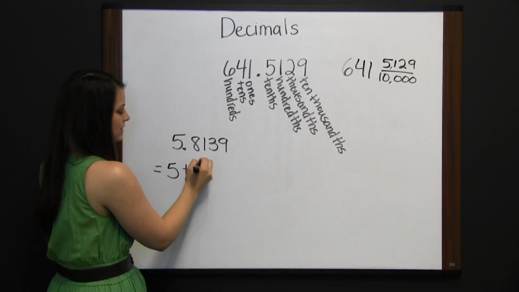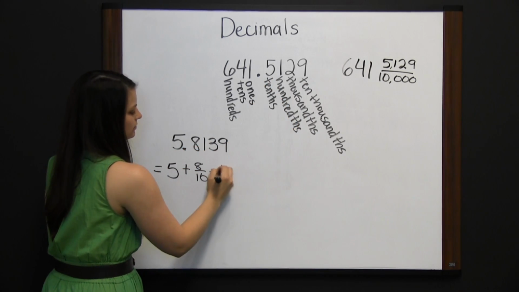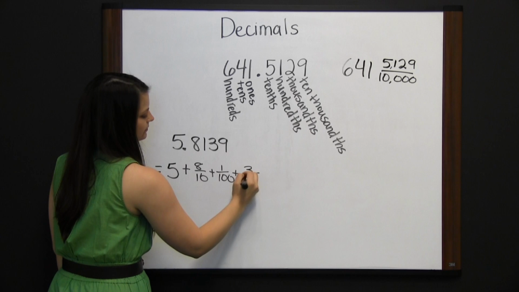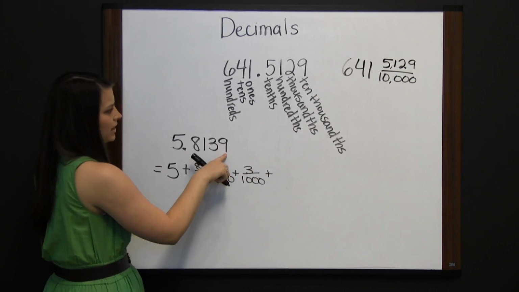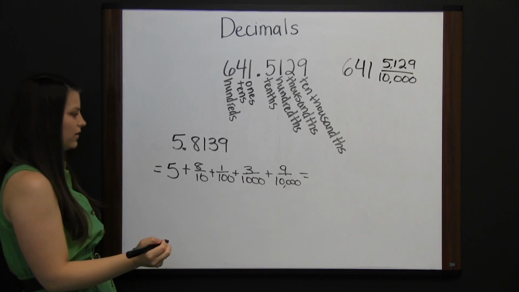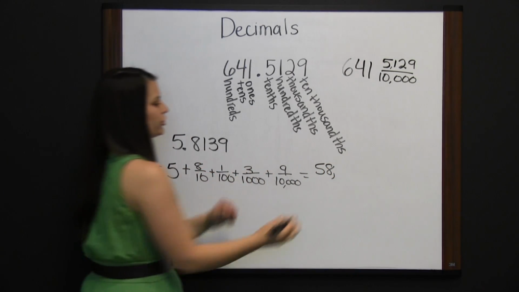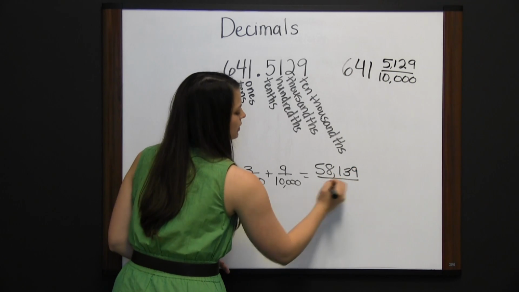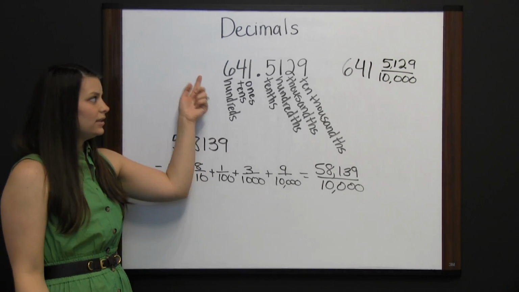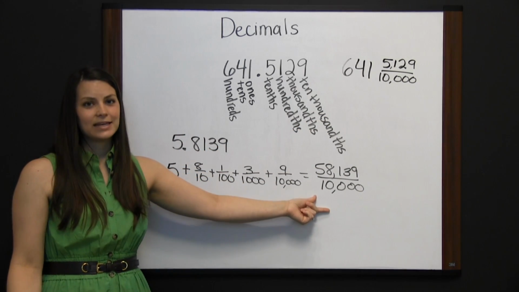plus 1/100ths plus 3/1,000ths plus 9/10,000ths, which would give us 58,139 10,000ths. So we've seen a decimal in decimal form. We've seen it represented as a mixed number and also as an improper fraction.